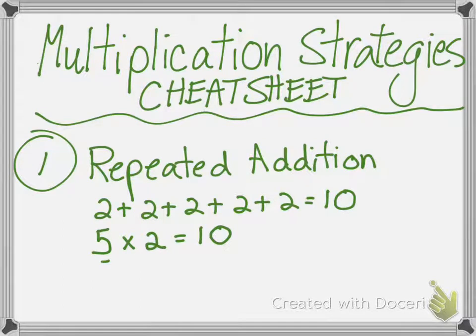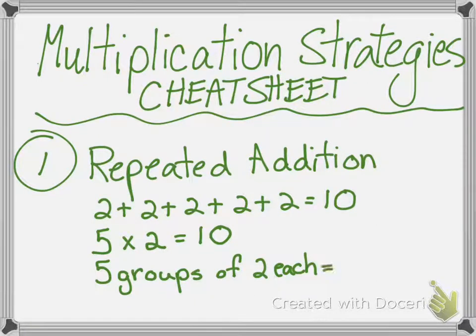Okay, and we're going to write underneath what this means. It means 5 groups. Remember we talked about these important words last time? Of 2 each. We're going to add the word each in there today. Equals 10 altogether. Okay. So get that all copied out, and when you're ready, you can go on to the next page.